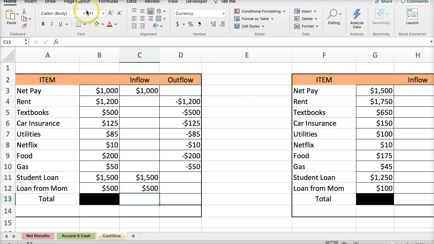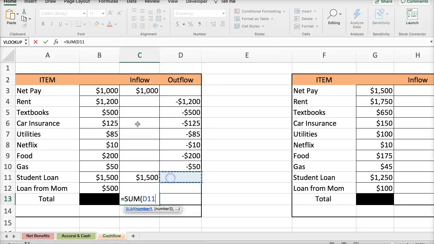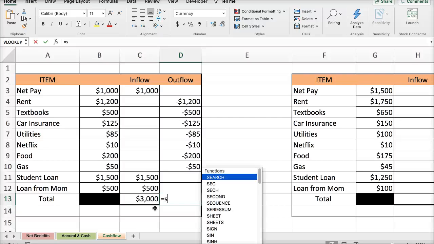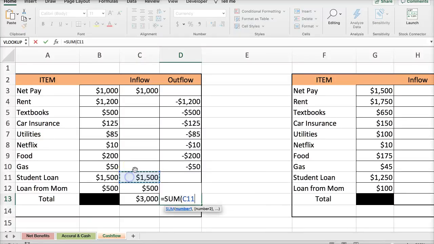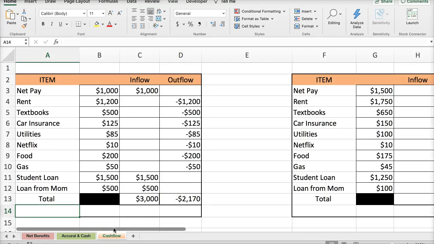So if we add both columns up, I'm going to put in here a little sum formula. And with this sum formula, I'm going to add the whole column. Hit enter. So I have $3,000 worth of cash flow coming in, and if I sum this column here with the Excel function, and I highlight this column, you'll see that there's a cash outflow of $2,170.